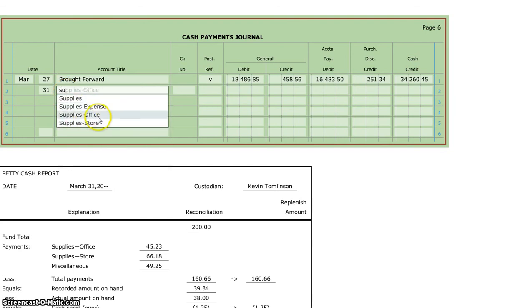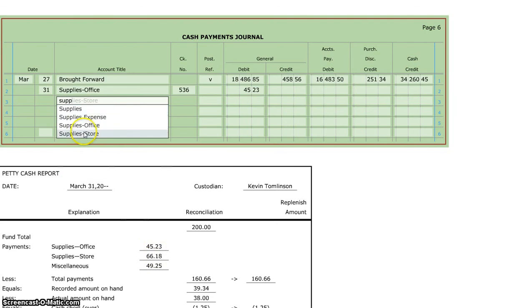Remember, we put down what we bought. So supplies from the office, and I'm just taking these amounts down here. Supplies from the office, I'm going to put down. That supplies is an asset right here. So it's $43.23. What I also have to realize is that I'm writing check number 536. And when I go ahead and write the next amount right here, which is supplies for store, $66.18, I'll put that down. I'll put down miscellaneous, so I have a miscellaneous expense, which would be $49.25.